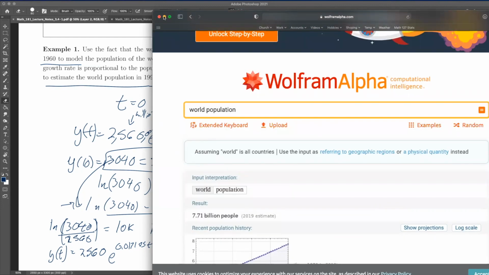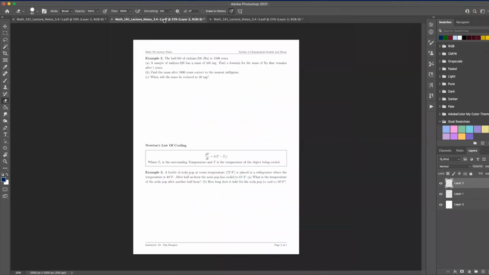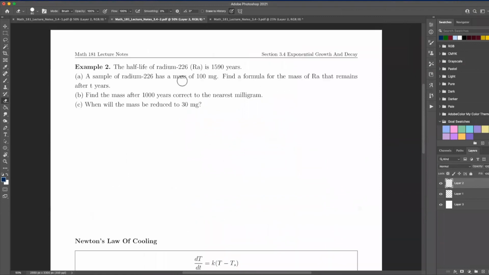All right, so let's go to the next page. So now we're going to talk about radioactive decay. So assume the half-life of radium-226 is 1,590 years. Say that correctly.